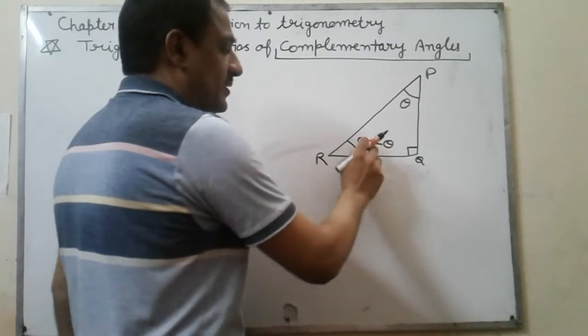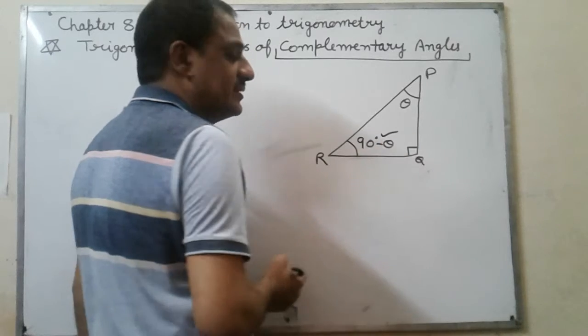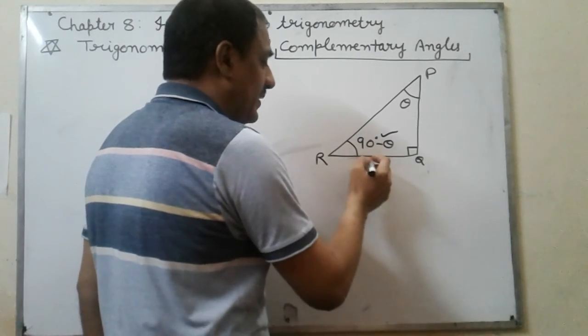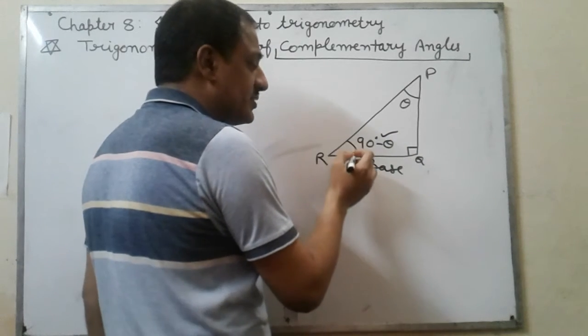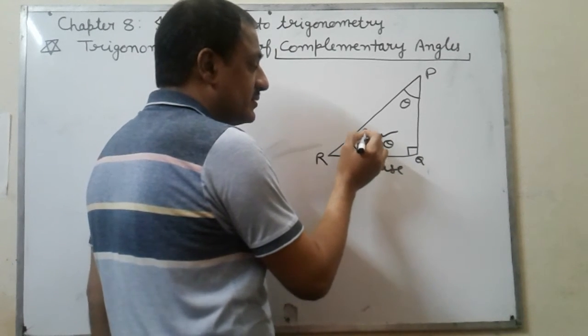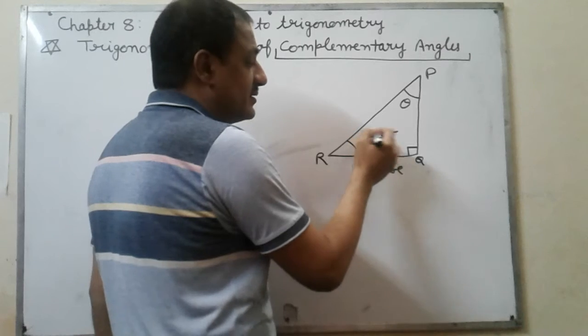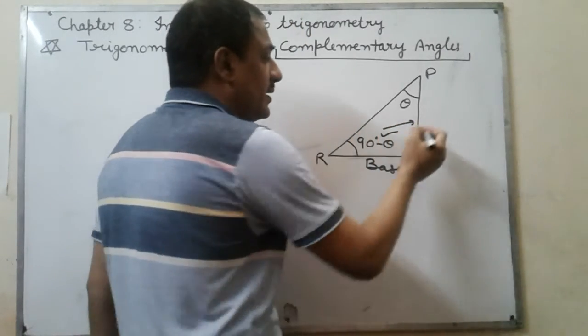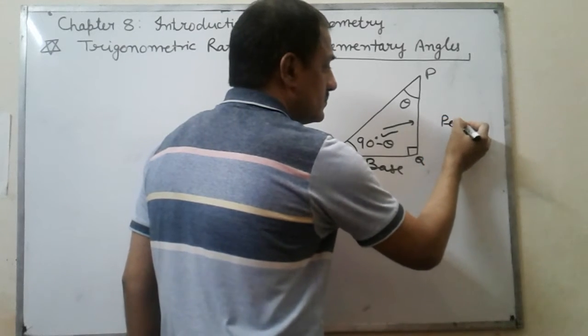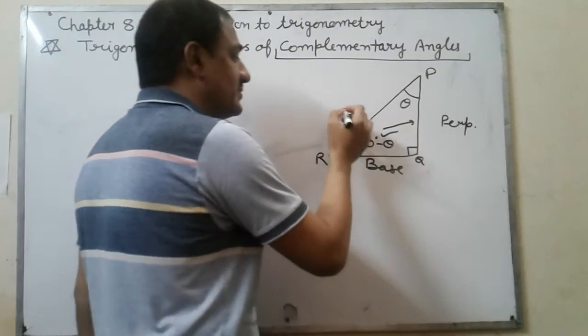With respect to this angle, this side will be the base, and the side opposite to this angle will be the perpendicular. And this is the hypotenuse.